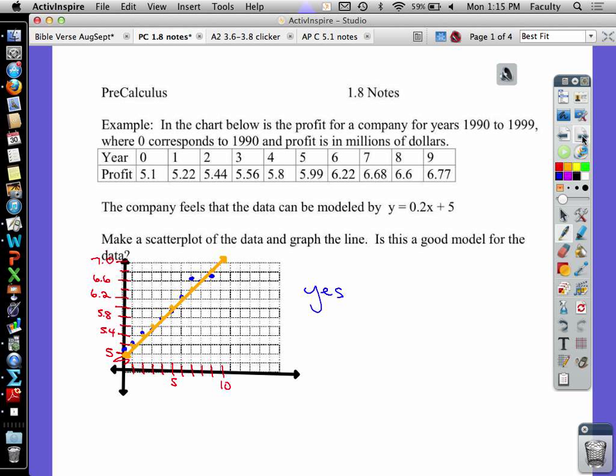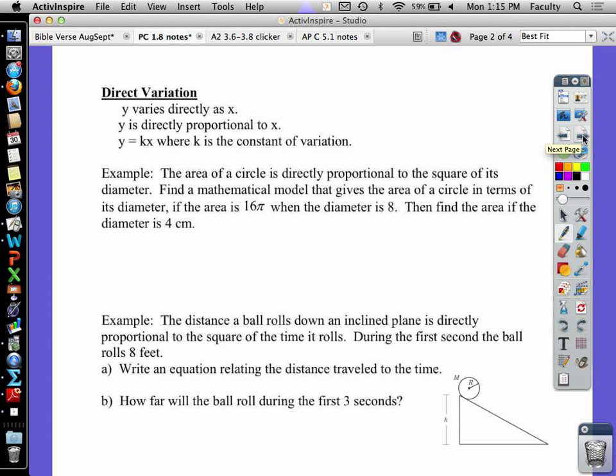All right, then what you're going to like about this section is it's complete review. We're going to talk about direct variation. Remember last year in Algebra 2, our textbook used y equals ax. Well, our PreCalculus textbook uses y equals kx.